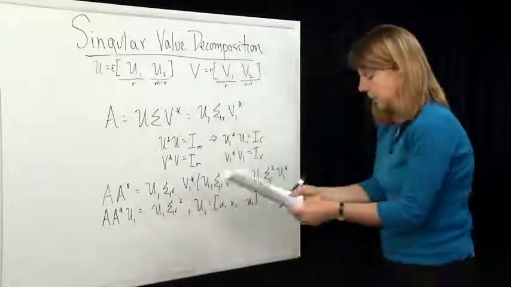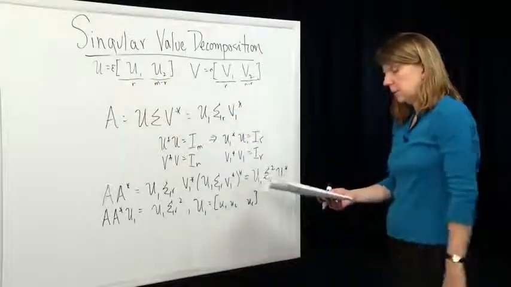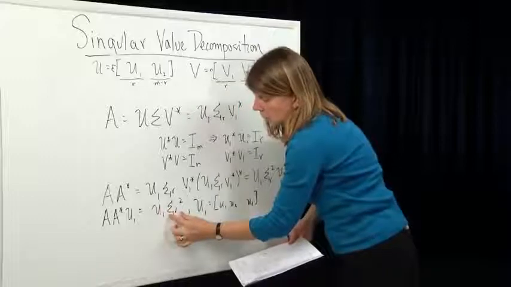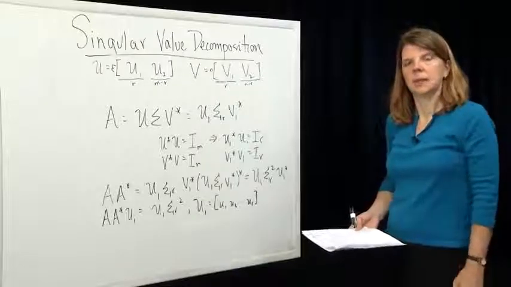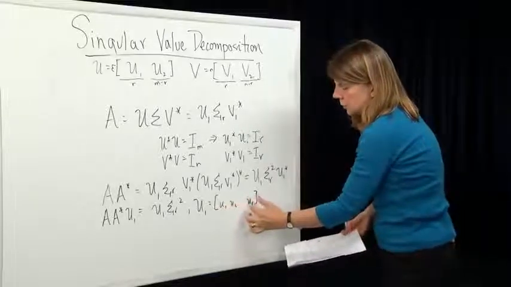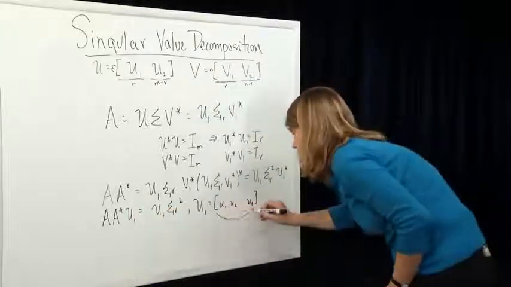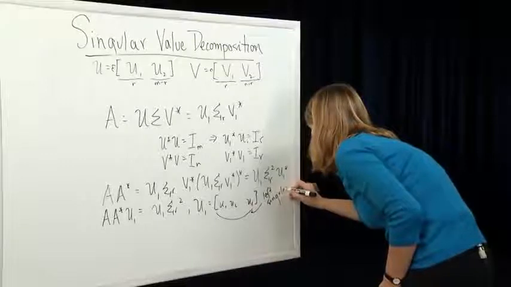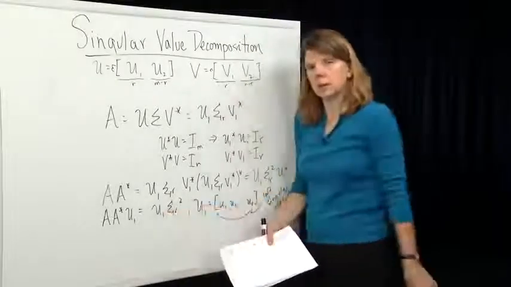Then we can see from this breakdown that the first r columns of the matrix U1 satisfy an eigenvector relationship for the matrix A A star, with respect to the eigenvalues of A A star, which are sigma_r squared, the squares of the singular values of the matrix A. So these columns, u1, u2, up to u_r, are called the left singular vectors of the matrix A, associated with its singular values.